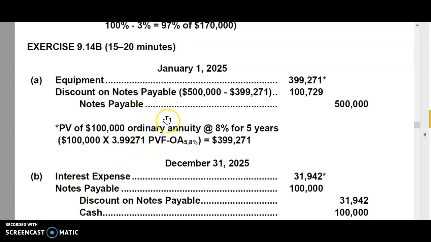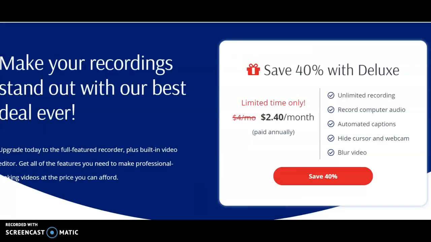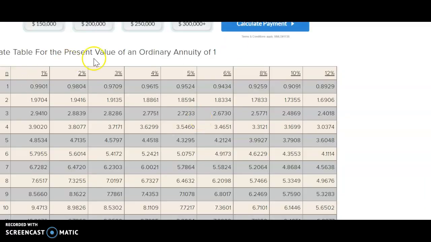So to get the present value factor for an ordinary annuity, you're going to, first of all, look it up on the table. It's 8% for 5 years, and I just looked it up. You probably have it in your book. Okay, so here's the table. 8% for 5 years, so your present value factor is 3.9927.